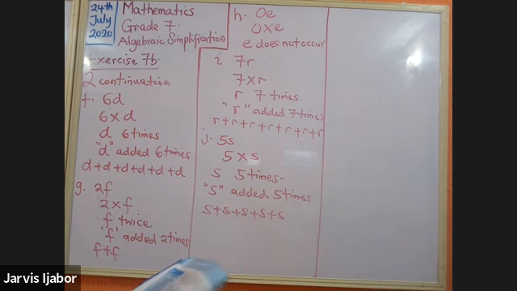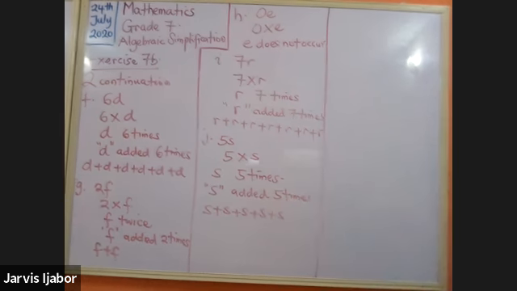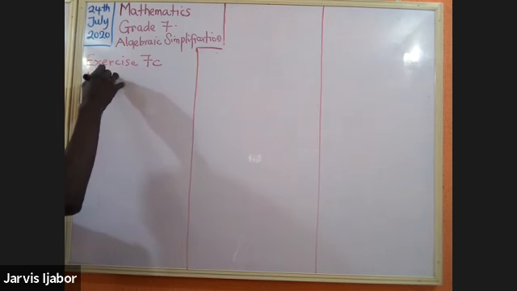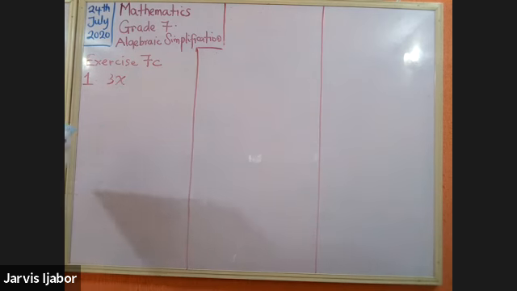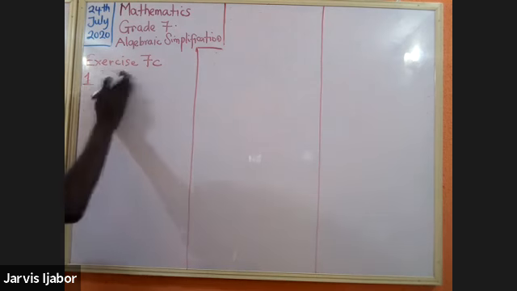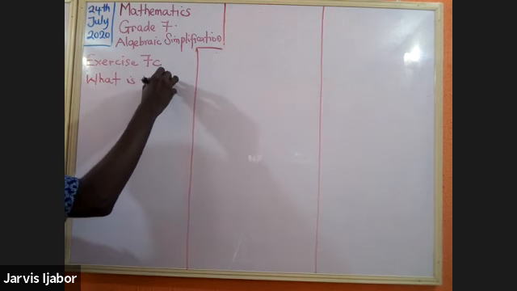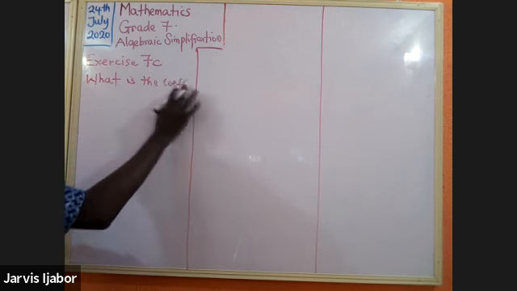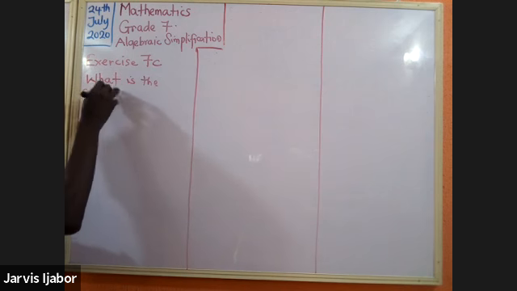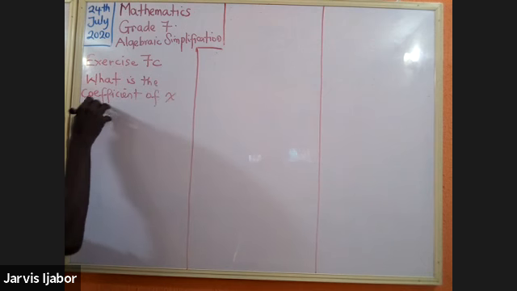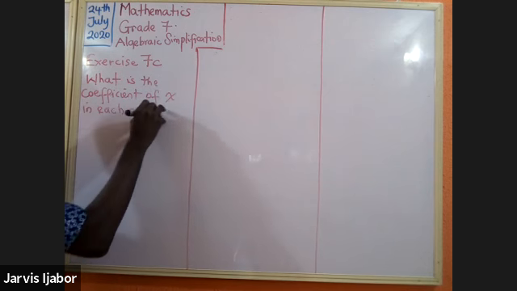7B, number 1 and number 2. So we'll shortly go to 7C. All right. 7C, number 1, 3x. It says, what is the coefficient of x in each of the following?